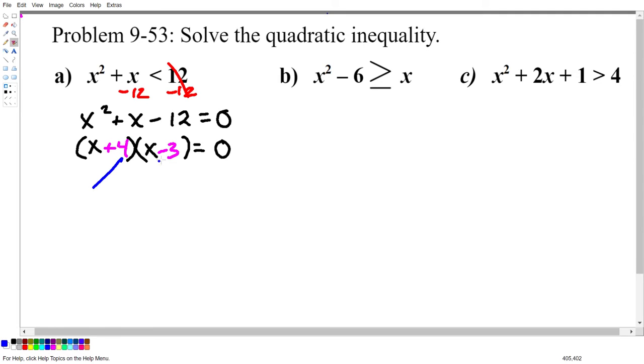So our next step is to just use the zero product property to find out what our boundary points are. Our first boundary point is going to be at negative 4, by switching the signs. And the second boundary point is going to be positive 3 by switching the signs. Good job, we did it.